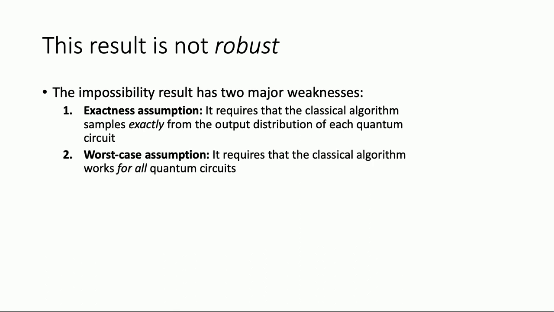So that's problem one. Problem two, which comes about when we start thinking about these random circuit experiments, is that there's implicitly here a worst case assumption, right? The sampler algorithm that we're talking about needs to work for all quantum circuits, not just most quantum circuits with high probability, most random quantum circuits. How do we see that? What was worst case in what I talked about?